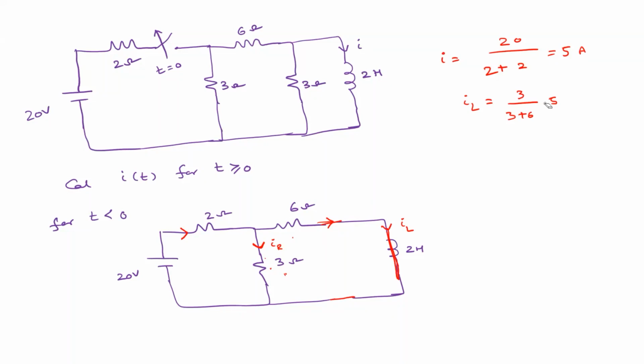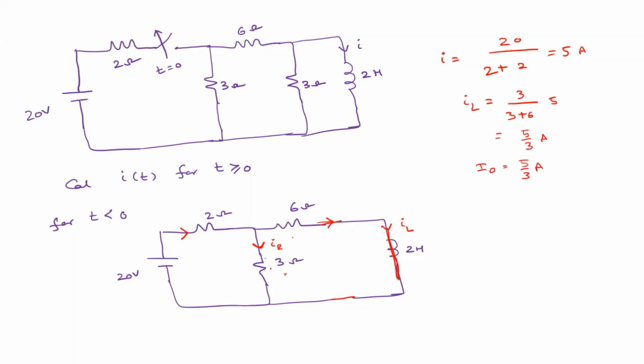So what is the current that's flowing? 5 by 3 amperes, sir. 5 by 3 amperes. So that is the initial current, that is I naught. So it's equal to 5 by 3 amperes. Understood? Yes, sir.